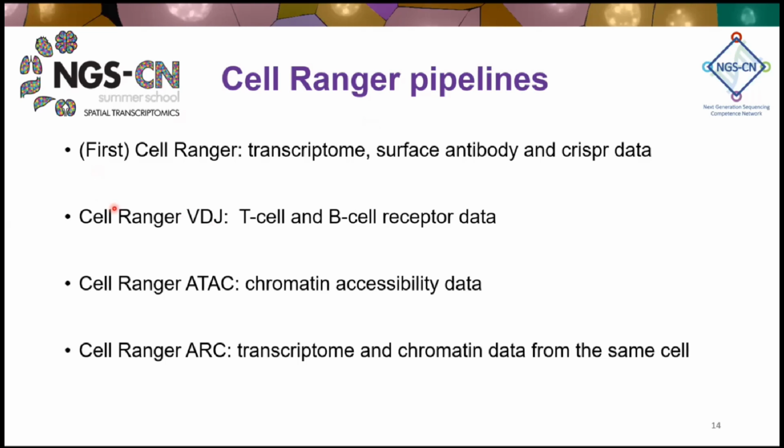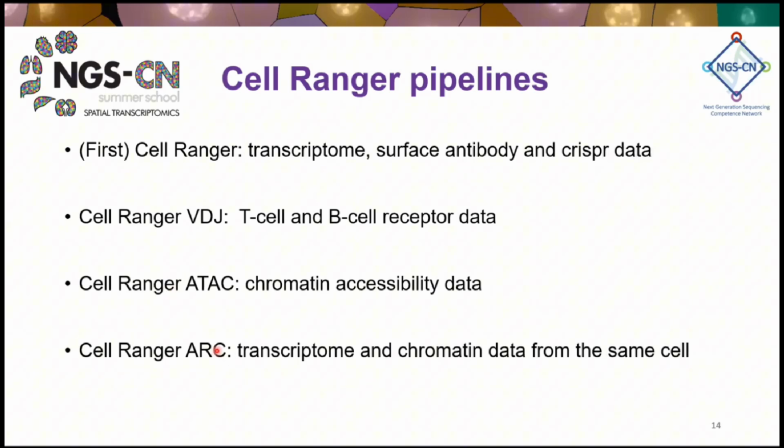Then there's a pipeline, Cell Ranger VDJ, and this is used if you want to analyze T cell and B cell receptor data. So, for example, you can identify T cell and B cell receptor sequences per cell, which helps you in immunity-related experiments. Another pipeline is called Cell Ranger ATAC. And I guess the name already says it. It is for the analysis of chromatin accessibility data. Instead of genes, here you will analyze peaks. So instead of genes per cell, you will have peaks per cell.